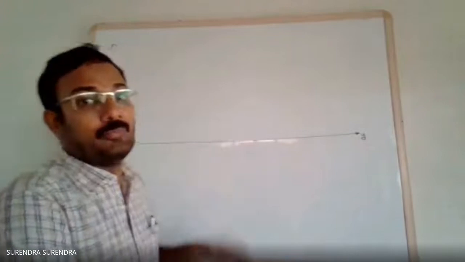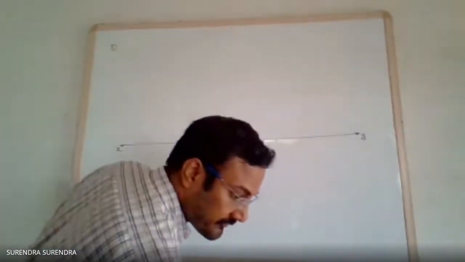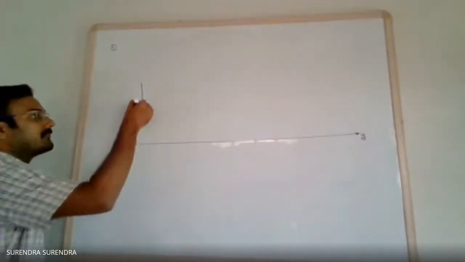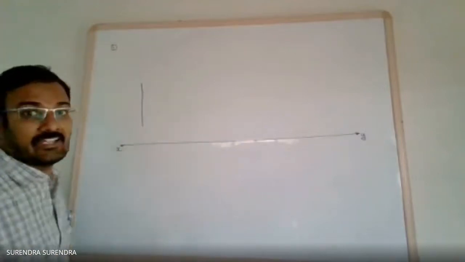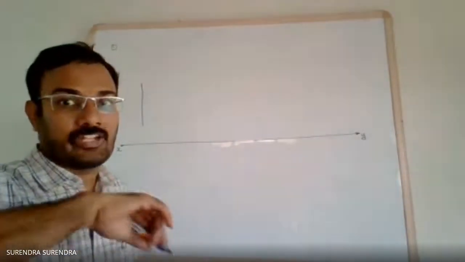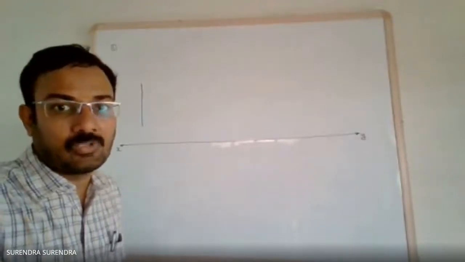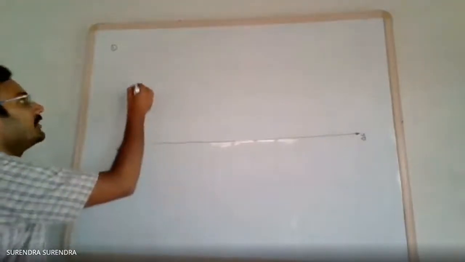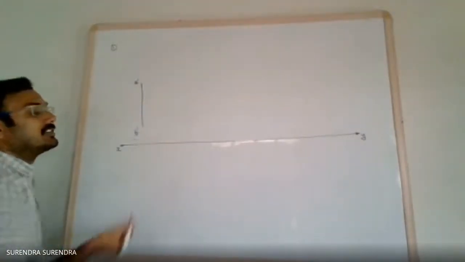When drawing the triangle in the front view, initially draw it with one of the sides perpendicular to the XY line. Perpendicular to HP means that in the front view the line is perpendicular to the XY line. So take points like these: A dash, B dash.